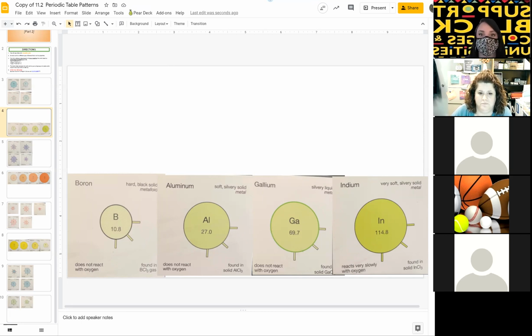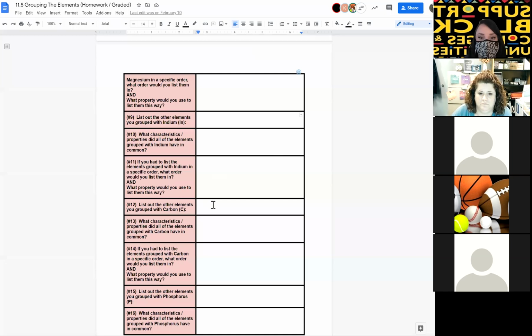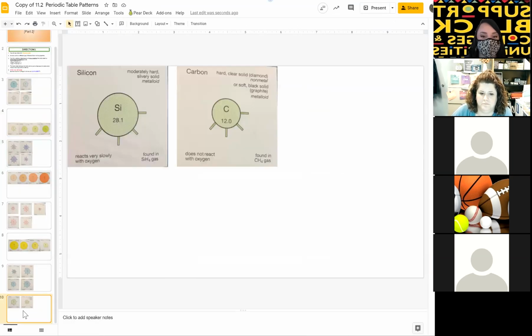All right. Let's look at our next group here. So this would be for 12, 13, and 14. We're looking at the tiny little group that is carbon. Oh my God, this little group. So the only other element we had here with carbon is silicon. They're both slightly darker green. They have 4 sticks. They are both metalloids. And their reactivity both has to do with oxygen.